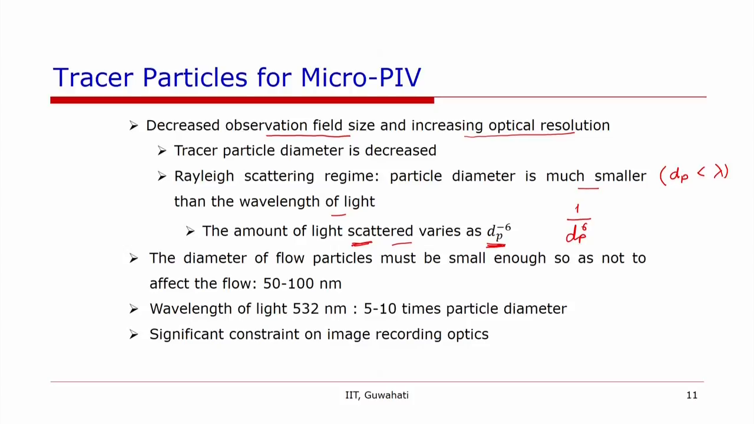So, for such cases, the diameter of flow particles must be small enough so as not to affect the flow. Of course, the smaller the particle the better, but one also needs to take into account that it does not affect the Brownian motion. We will briefly discuss that in a later slide. The typical particle diameter used is between 50 to 100 nanometers, and generally Nd:YAG lasers are used in many PIV applications, with visible light in which the wavelength is 532 nanometers. The other laser that is used is Nd:YLF, where the wavelength is 527 nanometers. So, these are the two often used lasers.